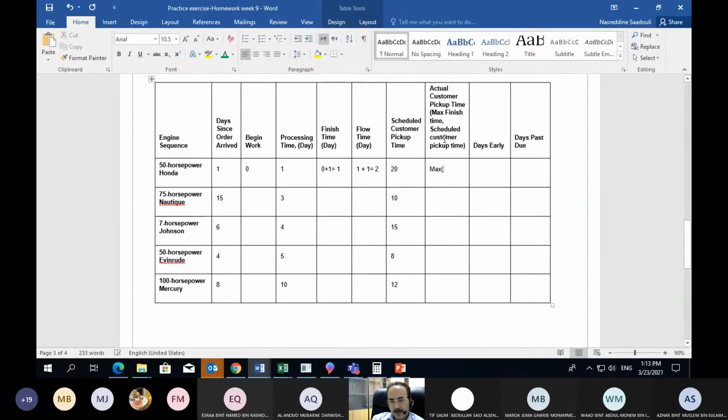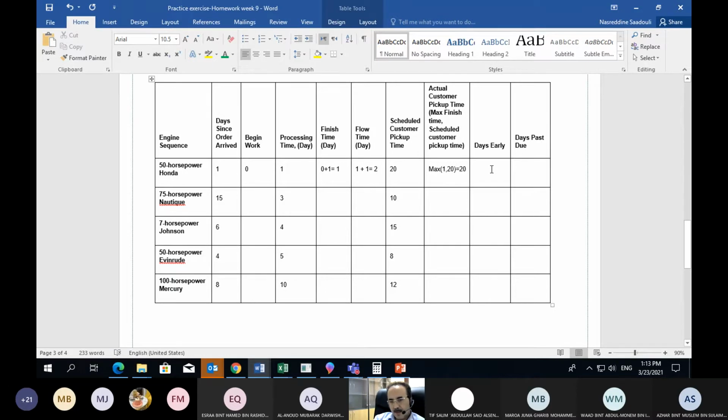For the actual pickup, we said it's the maximum of the finish time, which is 1, and the scheduled pickup time, which is 20. What is the maximum of the two values? What is the maximum? 20. 20, the larger of the two values, correct.